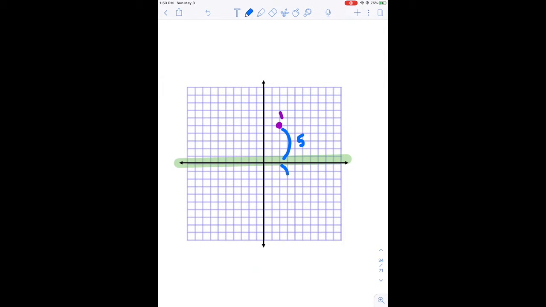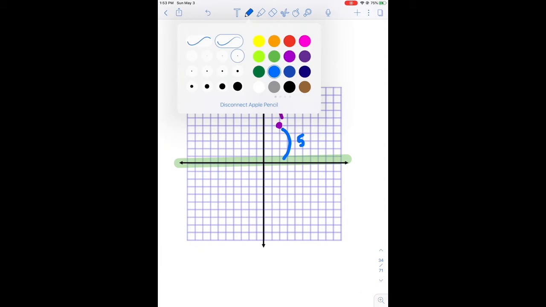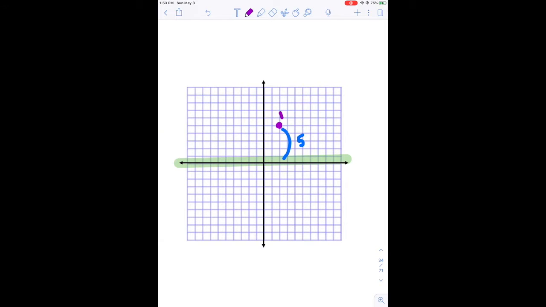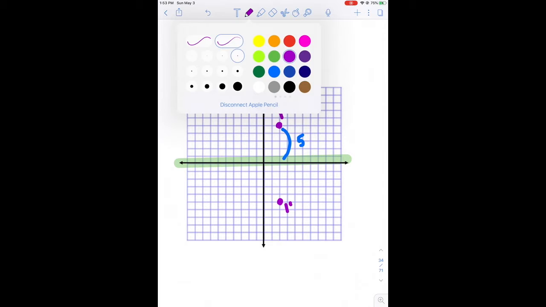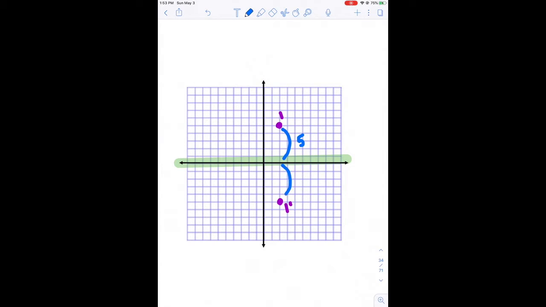So 1, 2. Oh, it's hard to do it like that. I'm going to plot it first, and then I'll show it to you because the line keeps going straight. So 1, 2, 3, 4, 5. So that's going to be point 1 prime. And I've gone 5 down. I've reflected it over the x-axis.